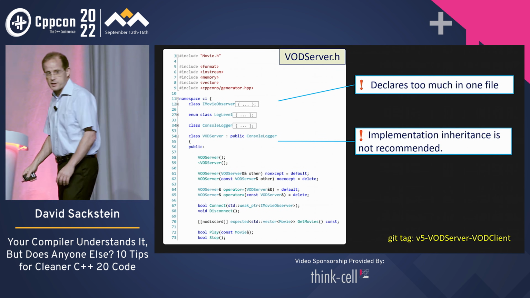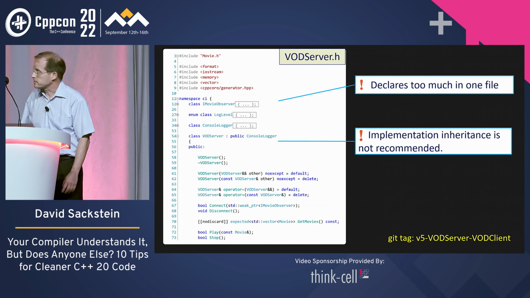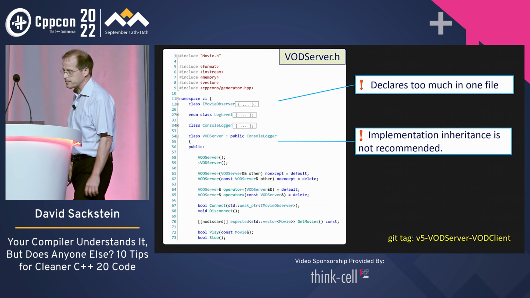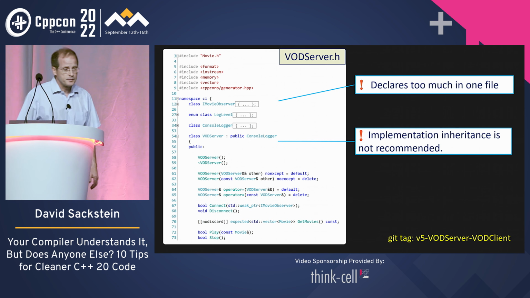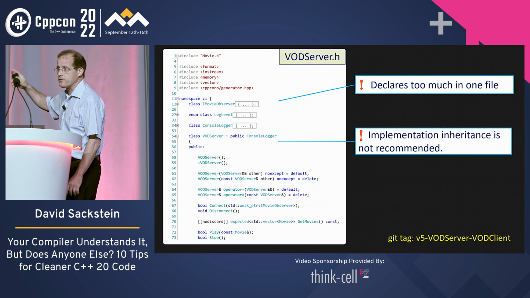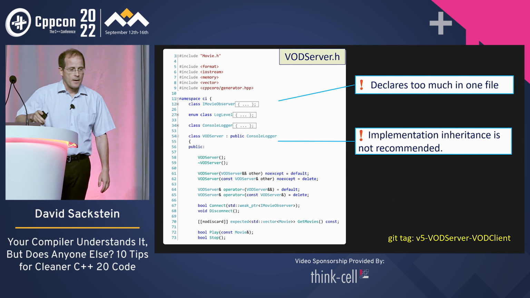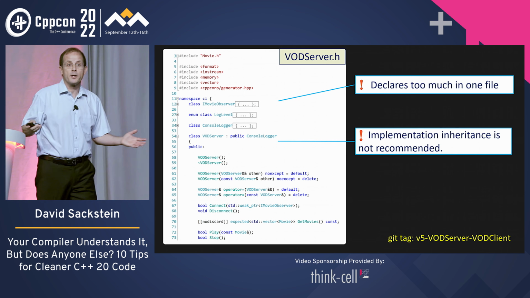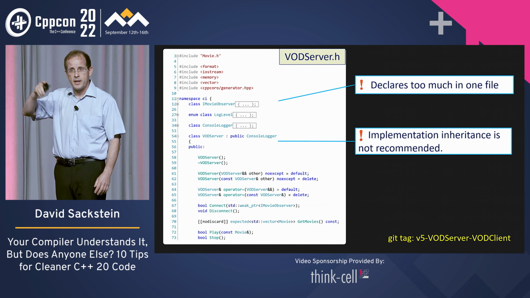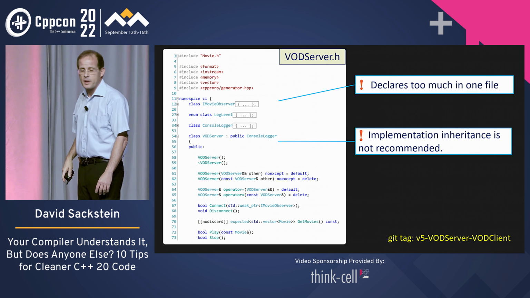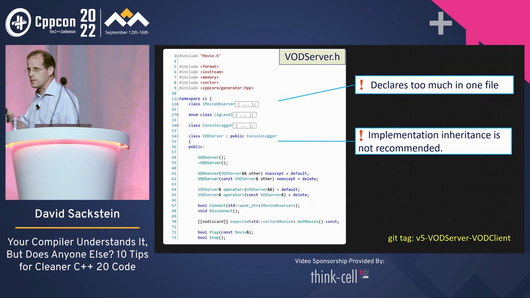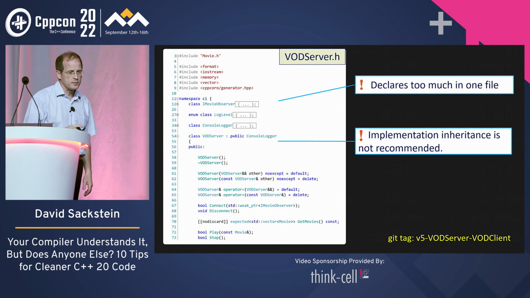Let's have a look at VOD server itself. This is the header file. Again, I'm not quite sure if you can see it from the back, and therefore I'm just going to read out what you see on the right. What's going on here is that the VOD server itself relies on something called the console logger. And the console logger is an implementation detail, and yet it inherits from the logger. Implementation inheritance is not recommended, and we'll talk about that in a little bit more detail later on.